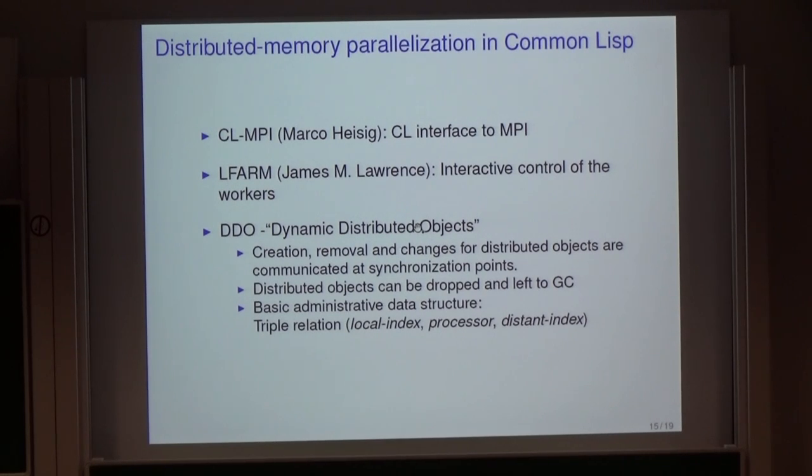And then the last thing is distributed memory parallelization, and there I use CLM-MPI, which was written by Marco, and I control it using LFAR from James Lawrence. The library which we put upon CLM-MPI is called Dynamic Distributed Objects, which allows the creation, the removal, and changes for these distributed objects. So we make a domain decomposition: we decompose the domain into several disjoint parts. On the interfaces, these consist of distributed objects, and for synchronization, the data changes are communicated to other processes.